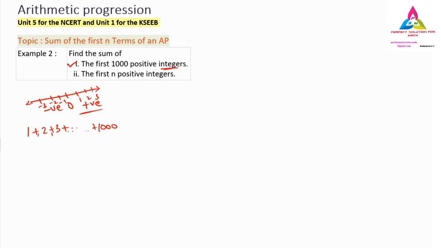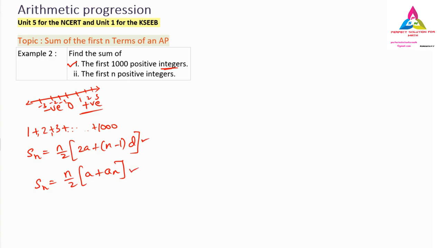So how to find it? I have given one formula, that is Sn equals n by 2 into 2a plus n minus 1 into d. This one formula we can apply, or we can apply Sn equals n by 2 into a plus an. Why have I taken a plus an here? Because if you apply the first formula you can find the answer, and the second also you can find the answer. When you are applying the first formula, we need the n value. Yes, we know that n value, there are 1000 positive integers, so n value is equal to 1000. Yes, understand the question.